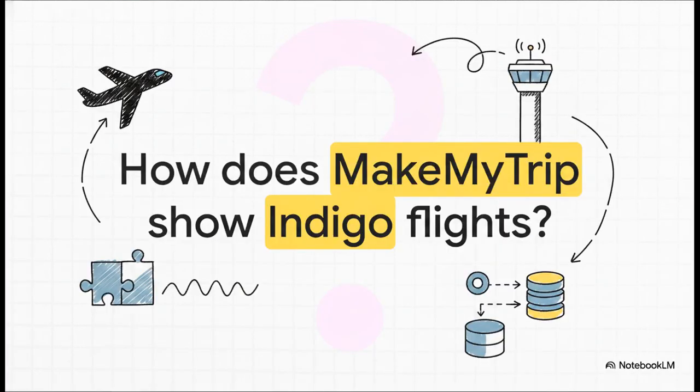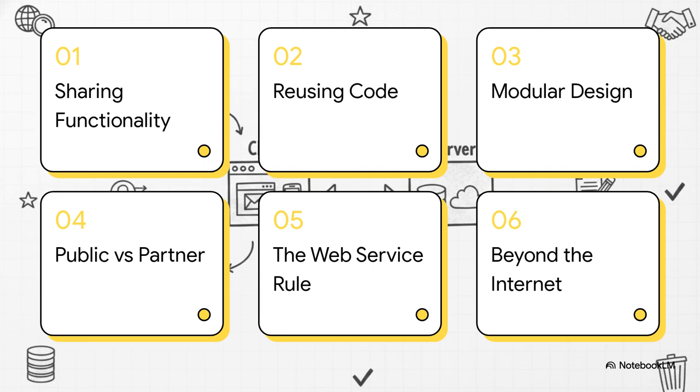Think about it for a second. How exactly does a travel aggregator website like Make My Trip show you all the real-time flight schedules, the prices, and the seat availabilities for an airline like Indigo? Especially since Make My Trip doesn't own a single airplane, nor do they manage Indigo's internal databases. It's a fascinating real-world utility that we take for granted literally every single day, and it is entirely powered by APIs.